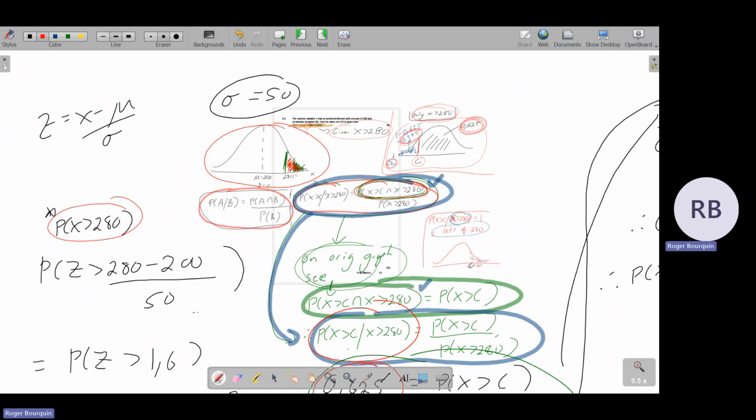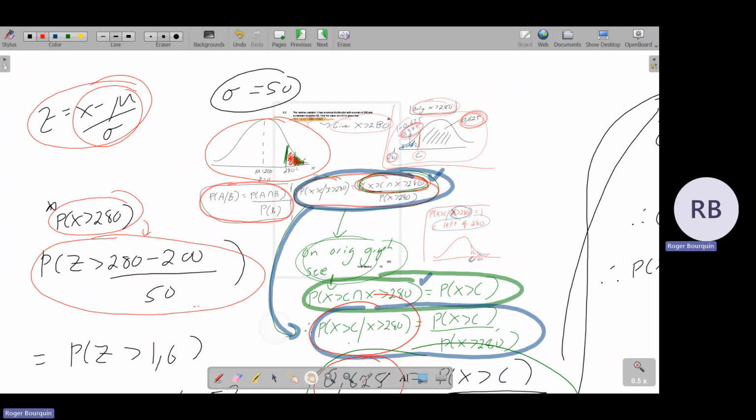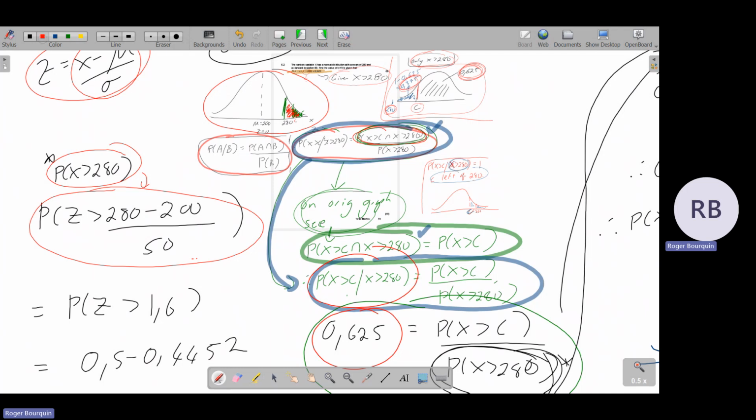I'd like you to start setting up your notation like I'm doing here on the left. So x is bigger than 280. Well, z is equal to x minus mu over sigma. So the probability x is bigger than 280 is the same thing as the probability that z is bigger than, subbing into that formula, 280 minus 200 over 50, because the standard deviation is 50. So in other words, what is the probability that z is bigger than 1,6? So 1,6 is associated with an area of 280.